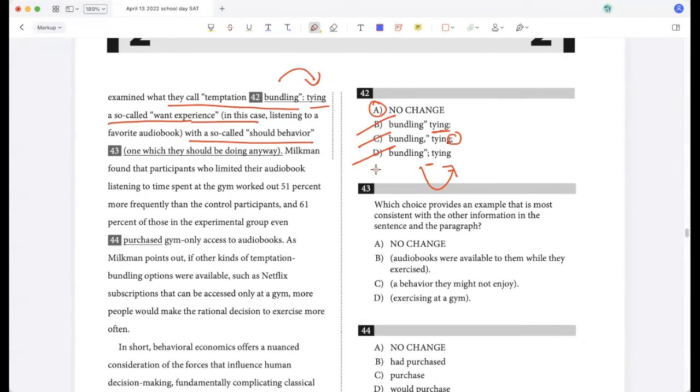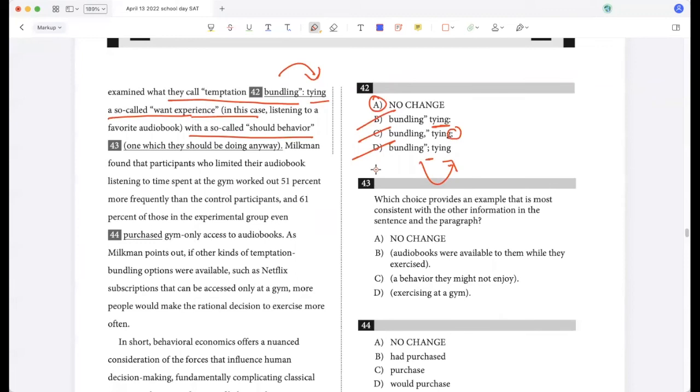Okay, in this case, listening to a favorite audiobook with a so-called should behavior, which choice provides an example that is most consistent with the other information in the sentence and the paragraph. Okay, let's just read a little more. Milkman found that participants who limited their audiobook listening to time spent at the gym worked out 51% more frequently than the control participants. And 61% of those in the experimental group even purchased gym-only access to audiobooks.